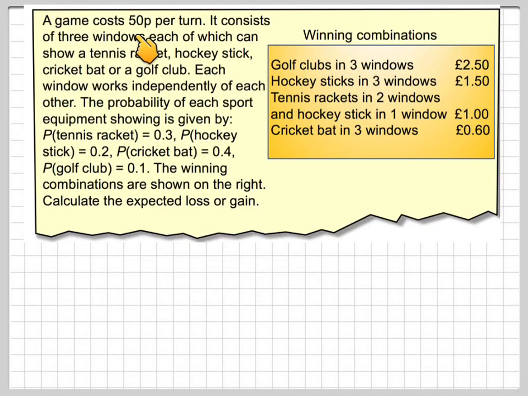A game costs 50 pence per turn. It consists of 3 windows, each of which can show a tennis racket, a hockey stick, a cricket bat, or a golf club. Each window works independently of the others. The probability of a tennis racket being shown is 0.3, of a hockey stick 0.2, of a cricket bat 0.4, and of a golf club 0.1. The winning combinations are shown on the right, and we will calculate the expected loss or gain.